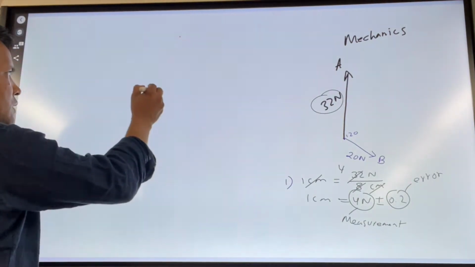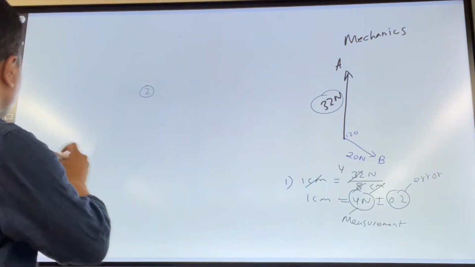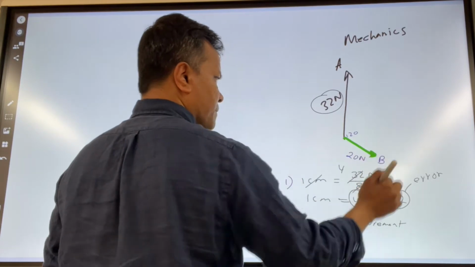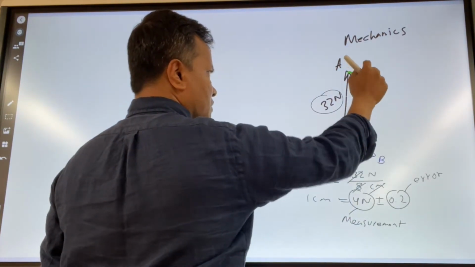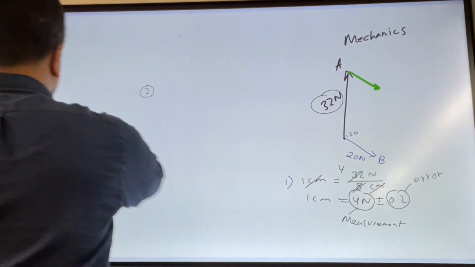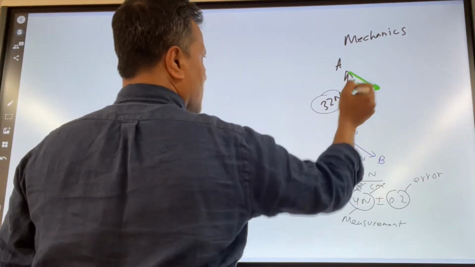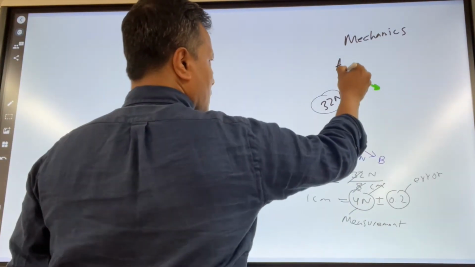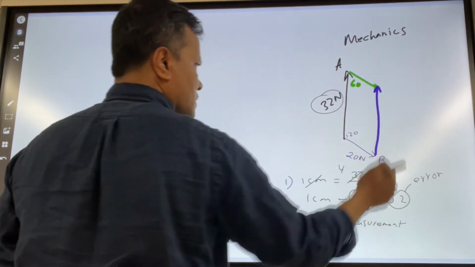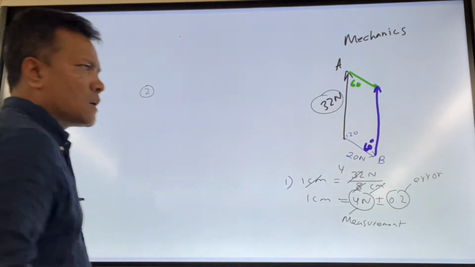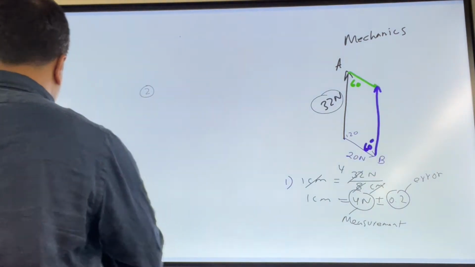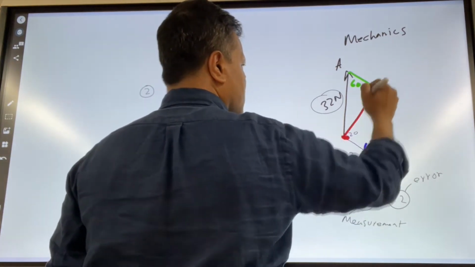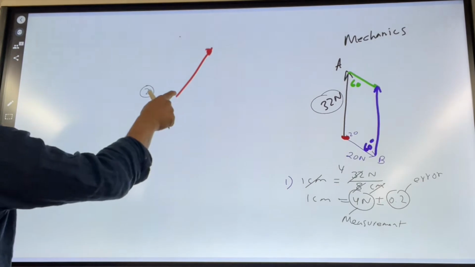Problem number 2, I want you to draw the resultant. To draw the resultant, you have to use the protractor. A protractor is going to allow you to draw a line like this with a 60 degree angle, and draw a line like this, also with a 60 degree angle. If you do that, then you'd be able to draw the resultant by just connecting these 2 points. All right, and now this is the answer to problem number 2.